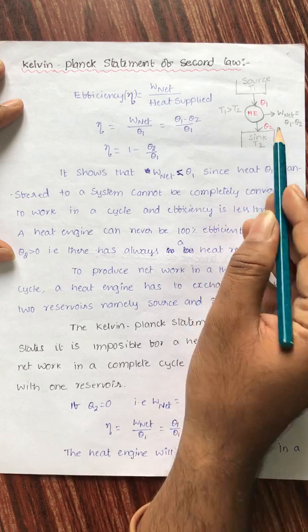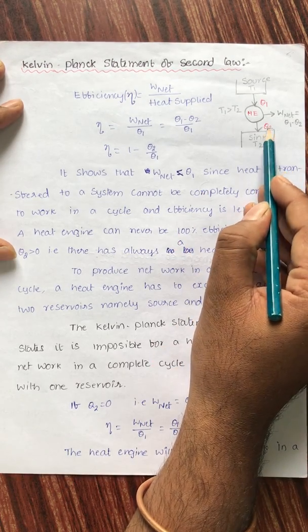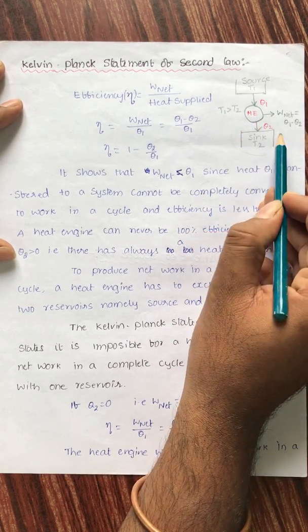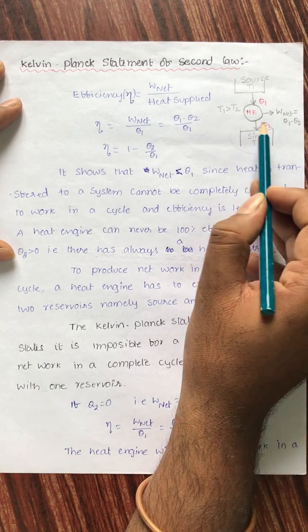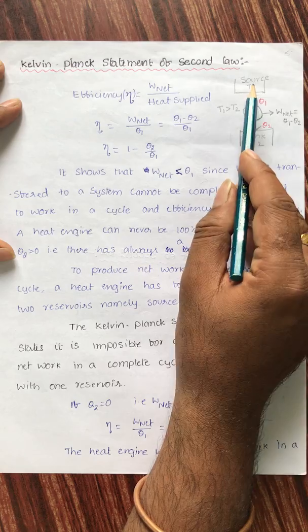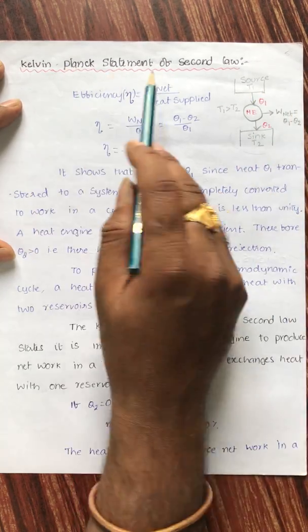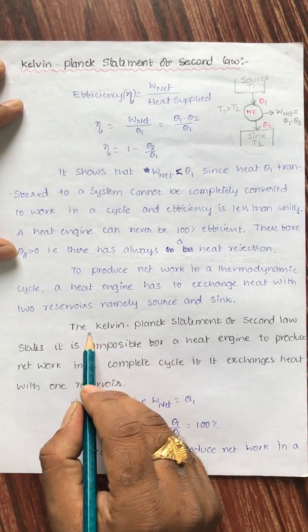Q2 must be present. If Q2 were not there, there would be no need to provide this reservoir. If Q2 is there, we must have a sink reservoir. That means we must have two reservoirs. That is the Kelvin statement. Let us discuss the Kelvin statement.